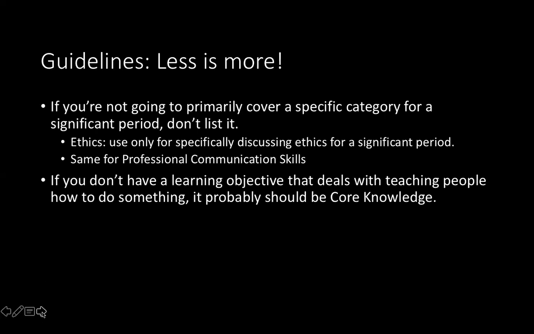If you don't have a learning objective that deals with teaching people how to do something, it should probably be core knowledge. And thinking about your learning objectives, if you're wondering what categories you should be using, go back to your learning objectives and look at exactly what people are going to be walking out with. If people are going to be walking out with a skill like how to assess kink versus abuse in Black women, that sounds a lot like skills training. If they're going to be walking out with a learning objective like how to discern kink from abuse, that could be skills training, or could be core knowledge in sexual coercion.